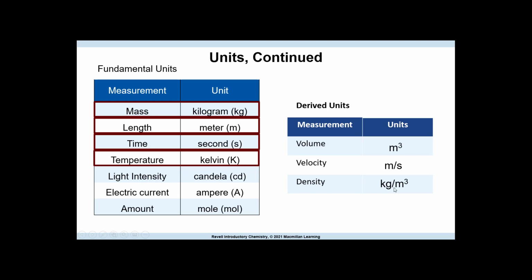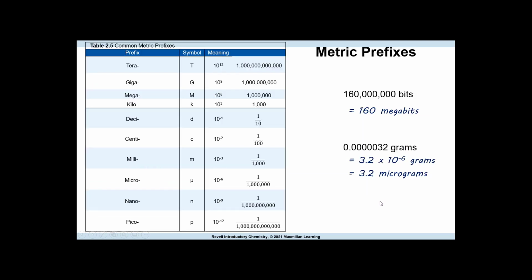And density is kilograms over meters cubed. We tend to use grams over centimeters cubed. And this is density, which we will also cover, is mass over volume. So mass is here and volume is here. So this is mass over volume, which you will also learn about.